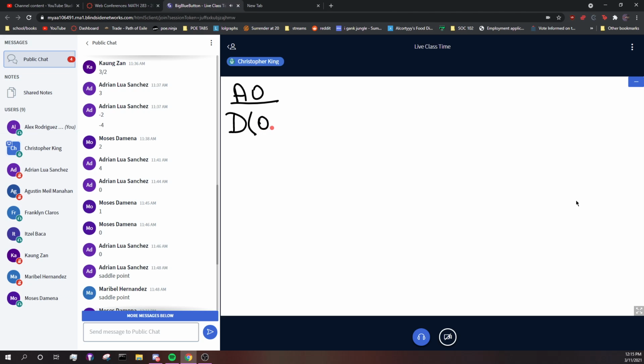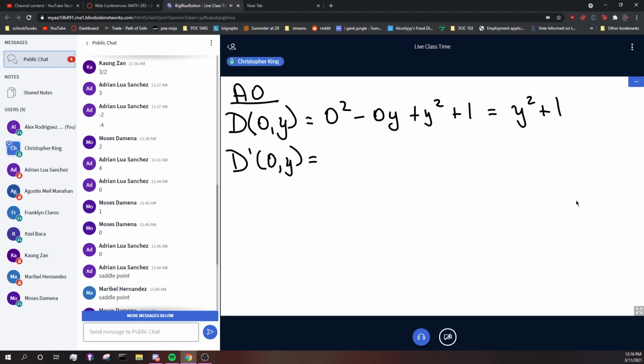So I'm going to look at d of 0, y. So if I look at d of 0, y, I'm going to have 0 squared minus 0y plus y squared plus 1, or just y squared plus 1. So if I take a look at the derivative of this, what will I end up with? We're taking the derivative with respect to y. Oh, it's going to be 2y. Okay. And again, we'll set this equal to 0. So if we set this equal to 0, we have that y is what? 0. Y is going to be 0.